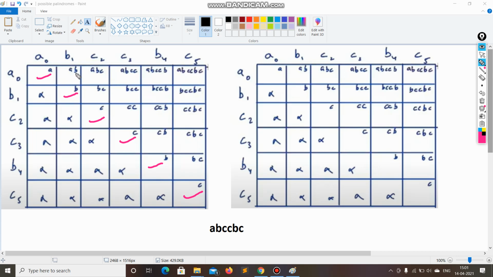So how can you say whether a string of length 2 is a palindrome or not? Just check. Is A equal to B? No, so it is not a palindrome. B not equal to C, not a palindrome. C equal to C, it is a palindrome. C not equal to B, not a palindrome. B not equal to C, not a palindrome.